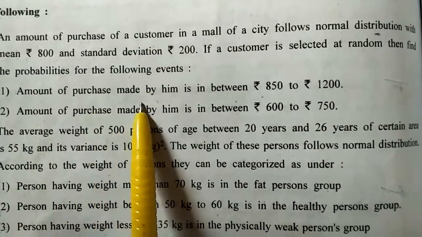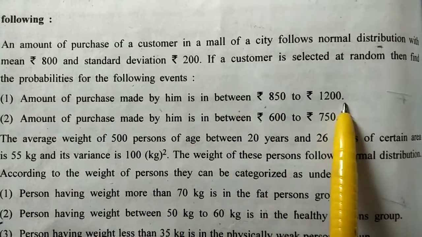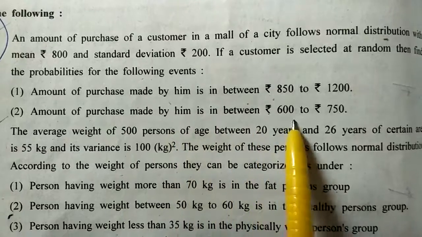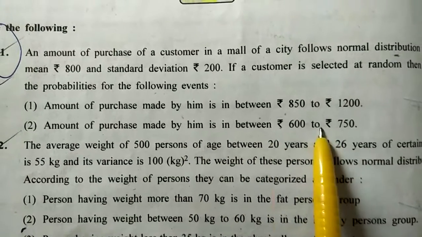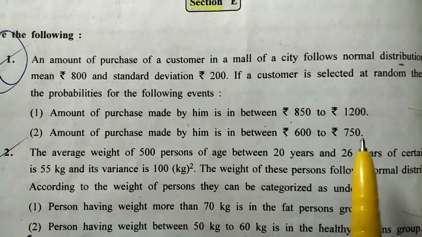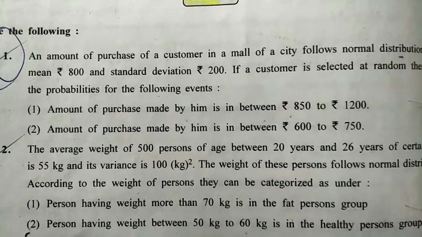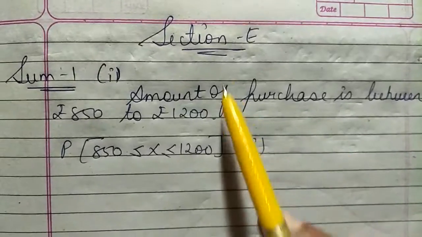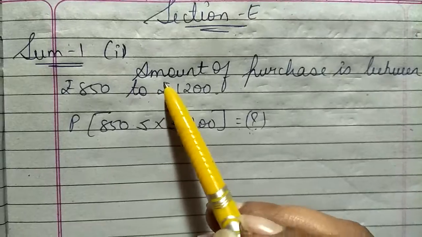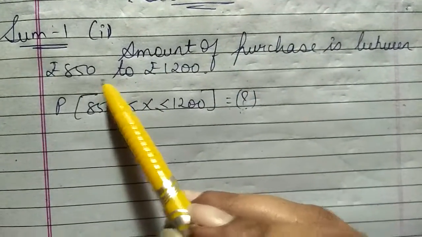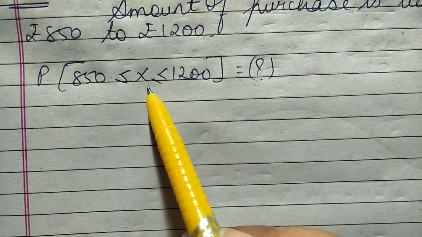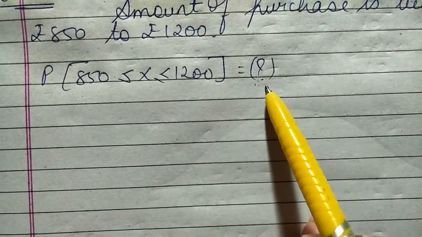First, the amount of purchase made by him is between 850 to 1200. Second, the amount of purchase made by him is between 600 to 750. So these are the two things which we need to find in this sum. Let us start with section E, sum number 1, and in that first we will solve the amount of purchase between rupees 850 to 1200. So P(850 ≤ X ≤ 1200) is what we have to find here.